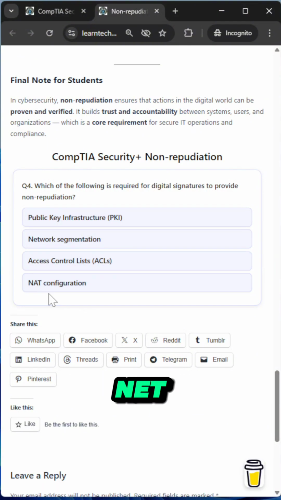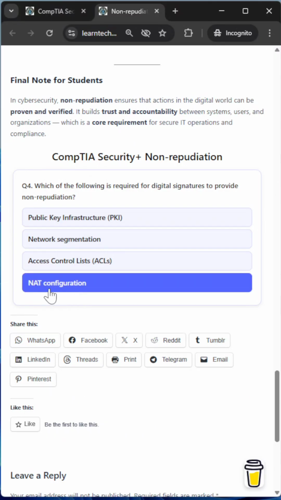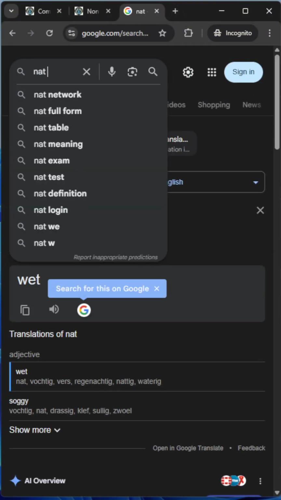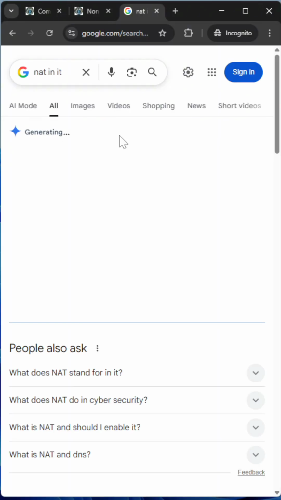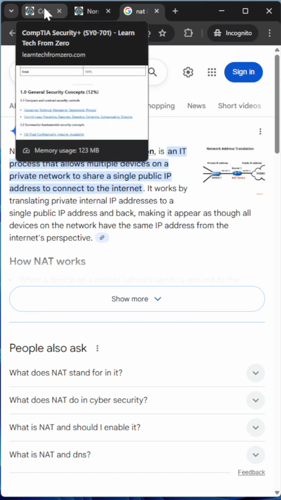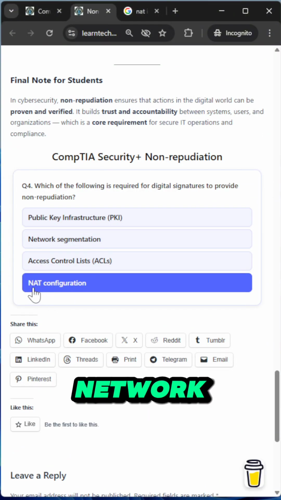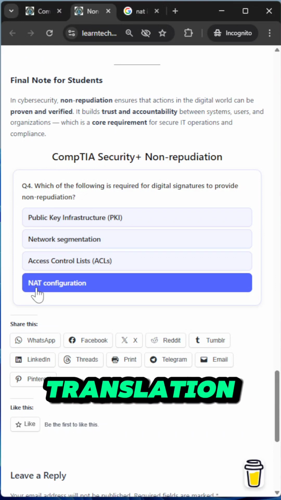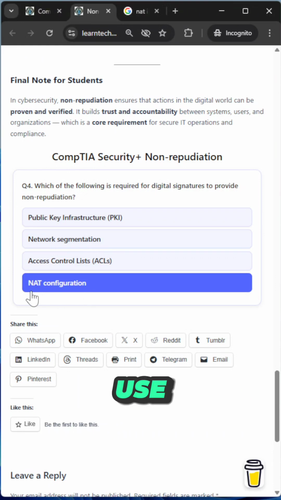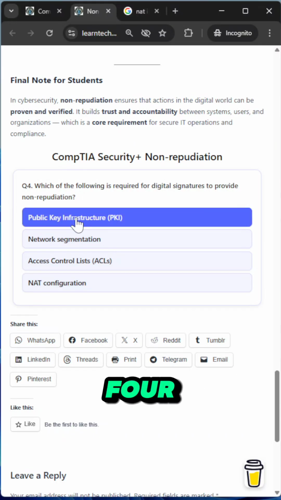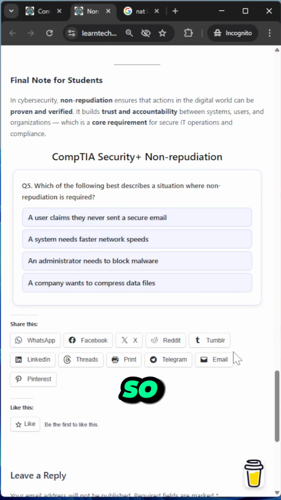And no, NAT configuration. Network address translation is the technology you use for public and private IP addresses, so it's a different concept. So the answer should be number 4. Correct. So that's it for now.